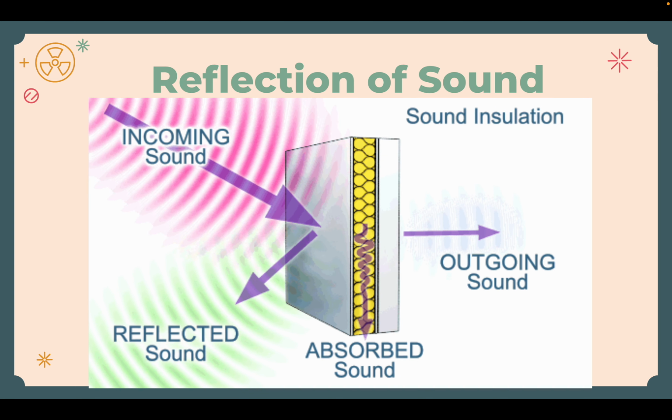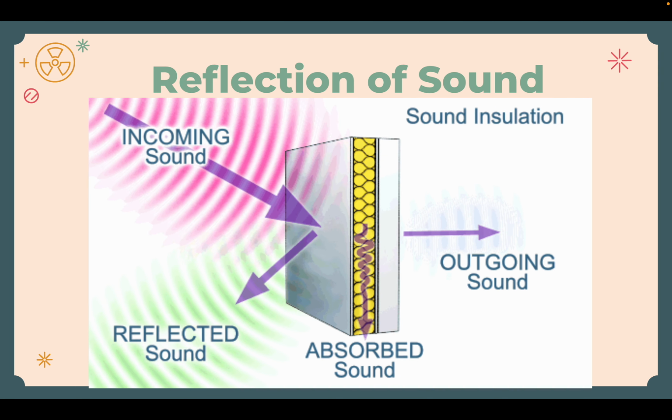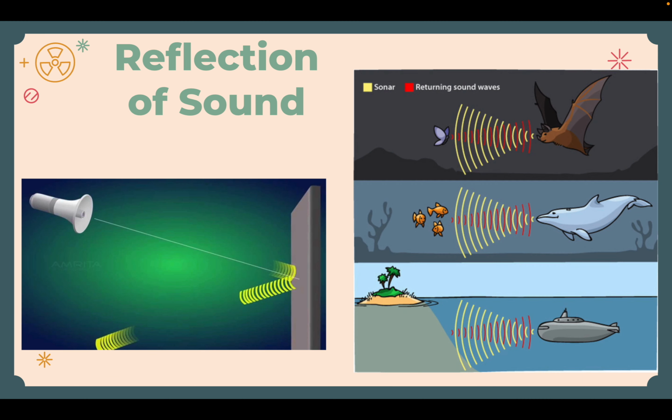Now let's talk about reflection of sound. We have incoming sound and reflected sound. And outgoing sound is what goes through the medium there. Please make sure that this is illustrated. There are a lot of examples of reflection of sound.